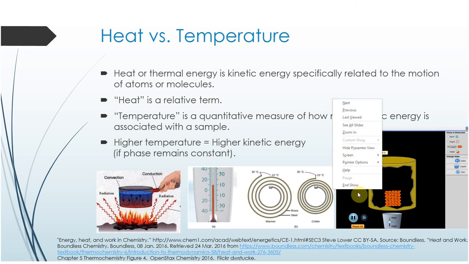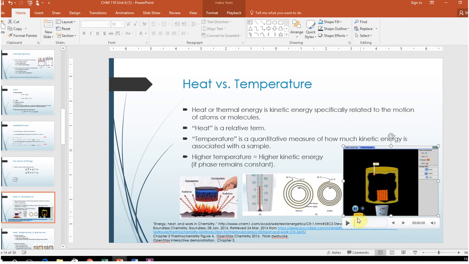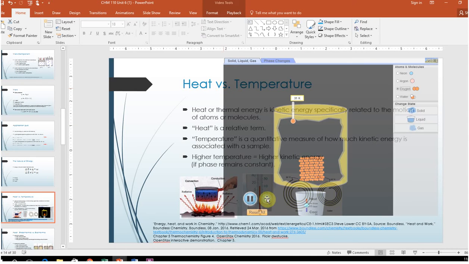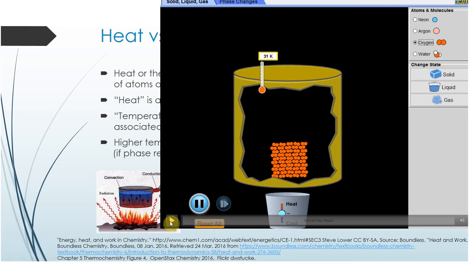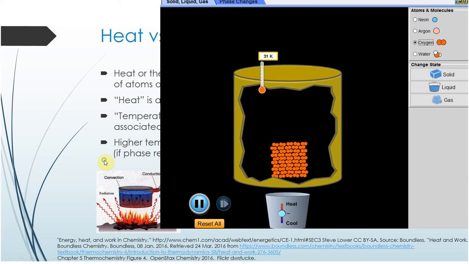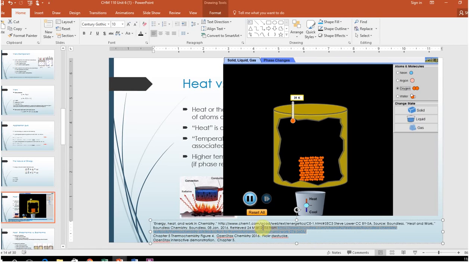I've got to end. Hold on. Why can't you play the media? Okay, well, that's okay, because I can go to the website instead. And that, my friends, is why I have more than one way to do this.